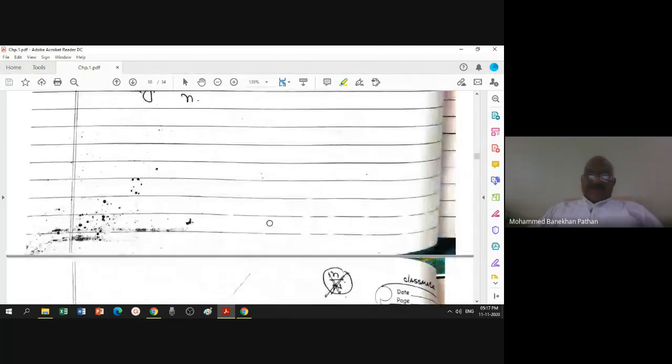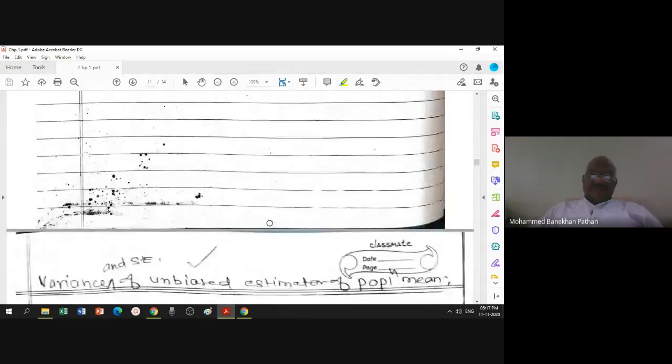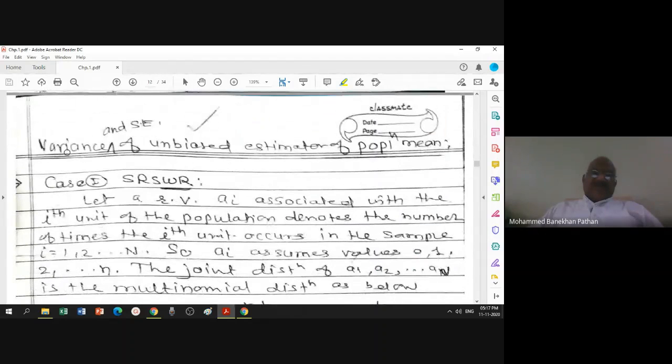Let us go ahead. Variance and standard error of the unbiased estimator of the population mean. This is a new topic. What we did before was the unbiased estimator of the population mean and population total. That is, the sample mean is an unbiased estimator of the population mean, and capital N multiplied by the sample mean is an unbiased estimator of the population total.